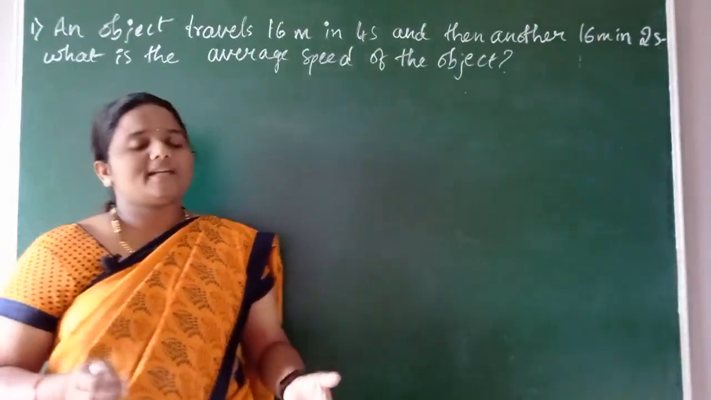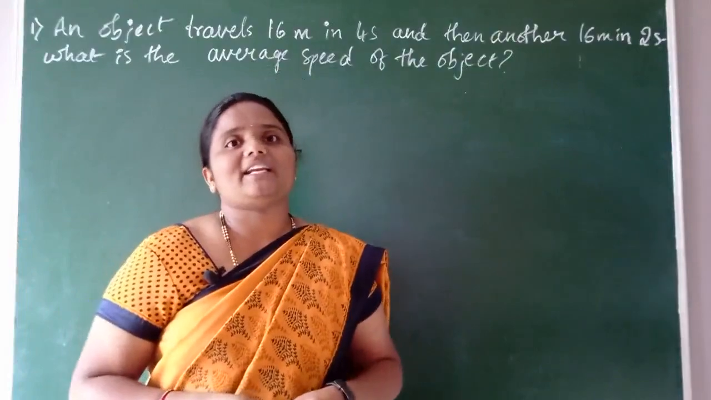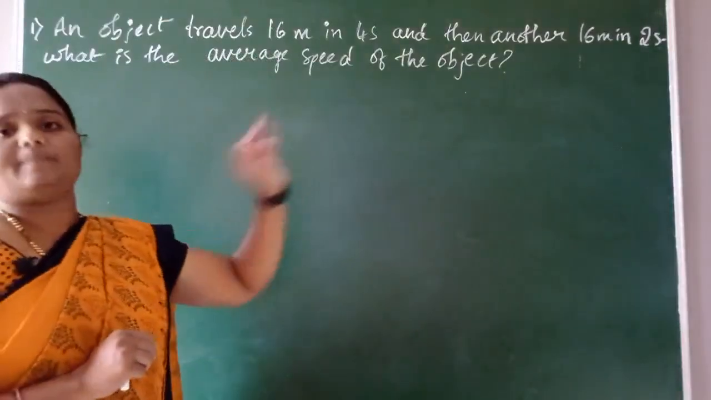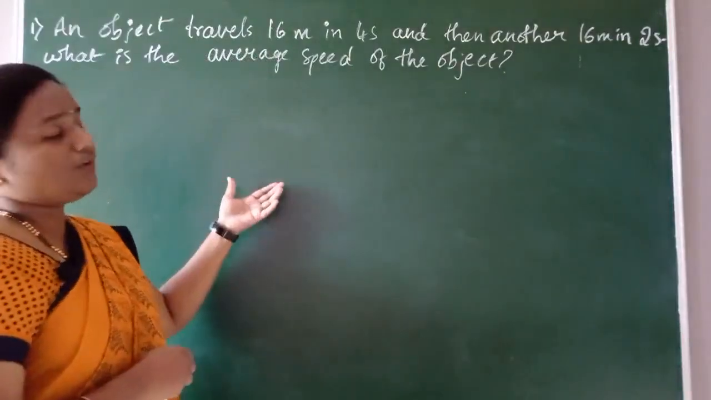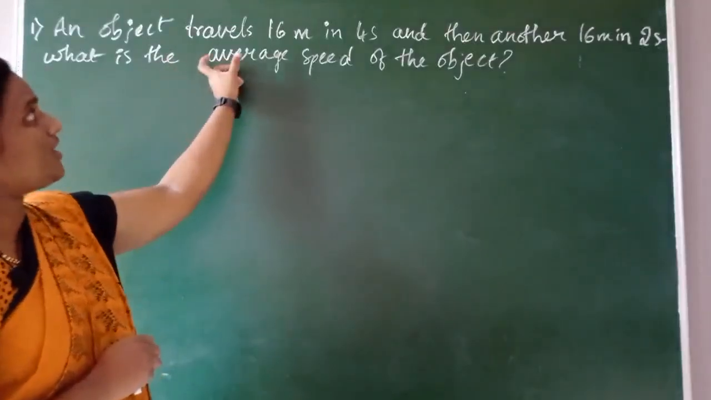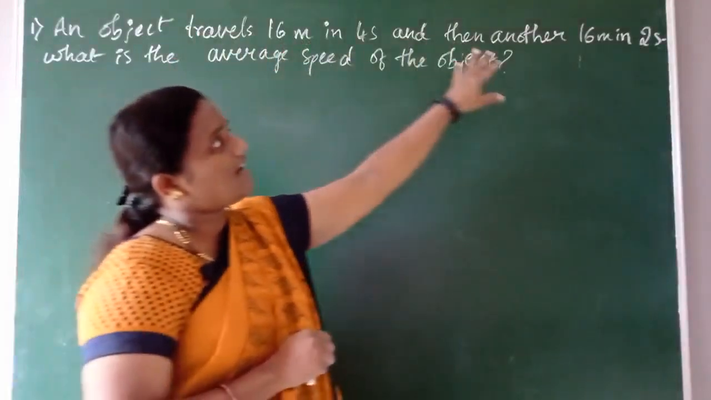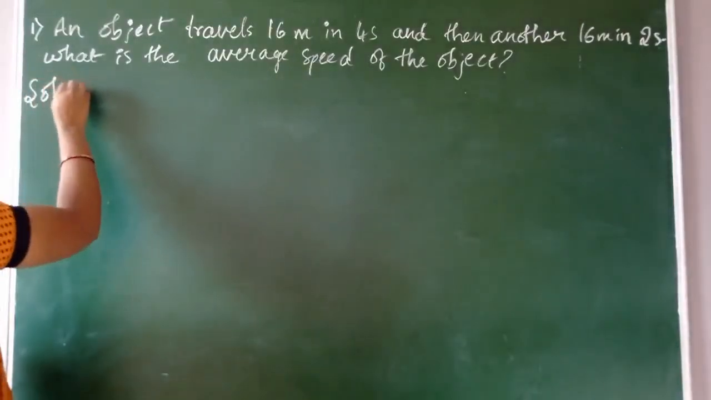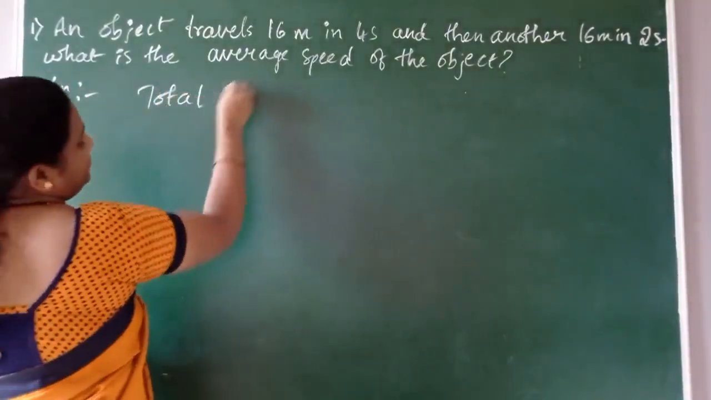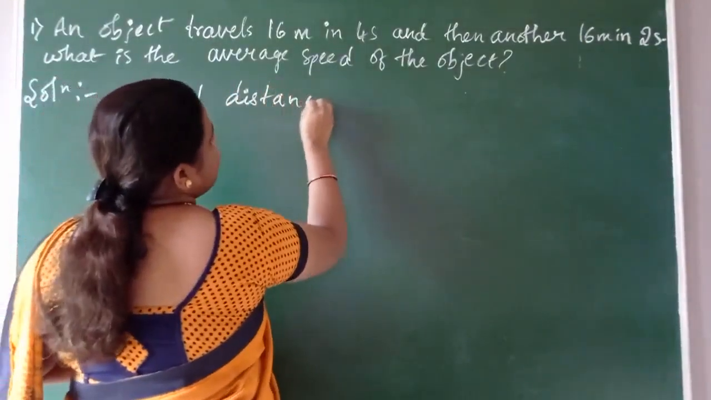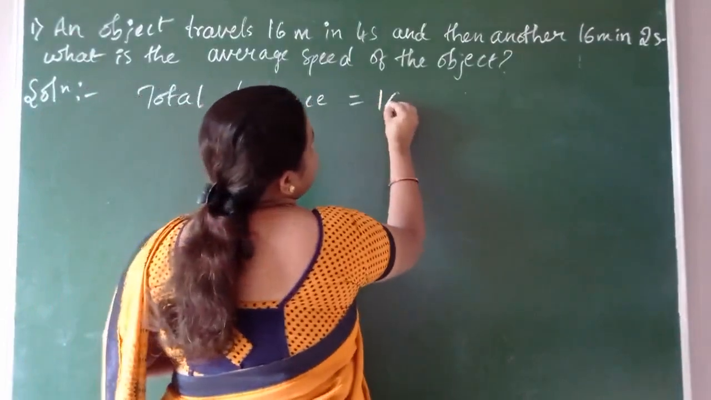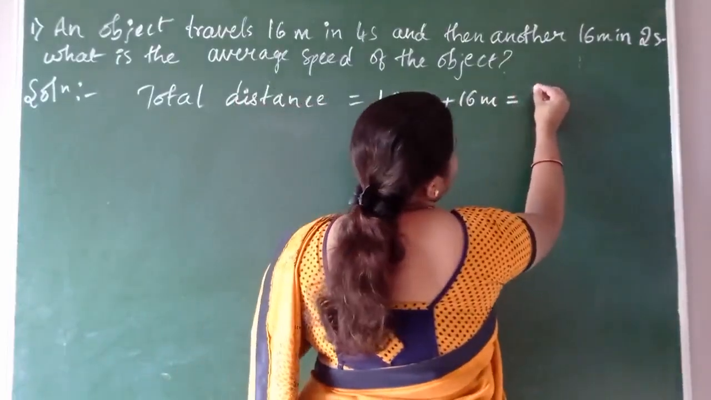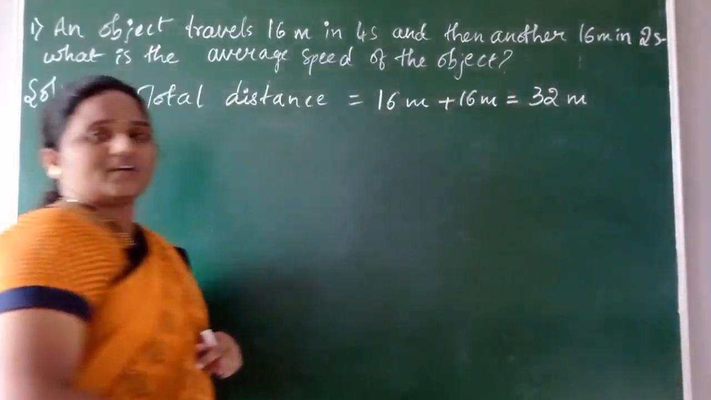Yes, very good. Average speed is equal to total distance travelled divided by total time taken. So using that we need to solve for average speed. Before doing that, first we need to know the total distance. Here they have mentioned this much distance it has travelled and another distance also it has travelled. So our first step is to calculate total distance and total time taken. Total distance is how much, children? That is 16 meter plus 16 meter, which is nothing but 32 meter. That is the total distance.